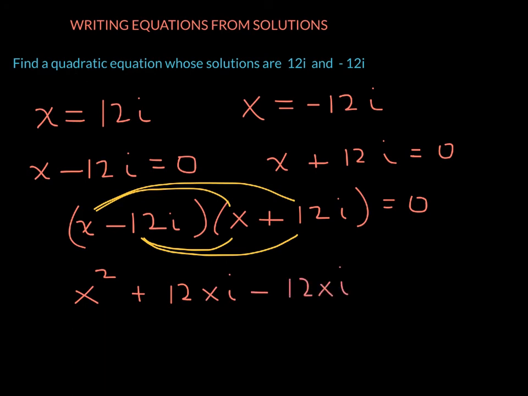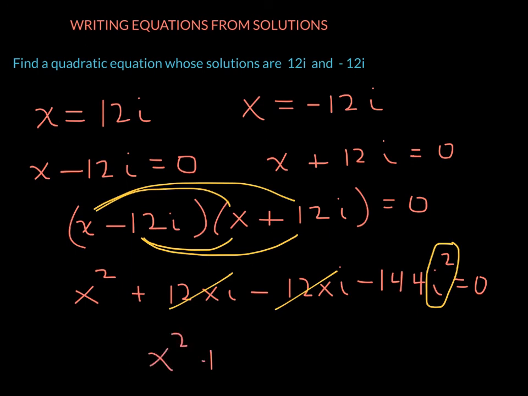All right, I think we have it. Now don't forget the equal to 0 part, all right? Also, please notice that these middle terms cancel, and this i squared, because it's equal to negative 1, will make this negative 144 a positive 144, giving us the equation x squared plus 144 is equal to 0. Awesome.